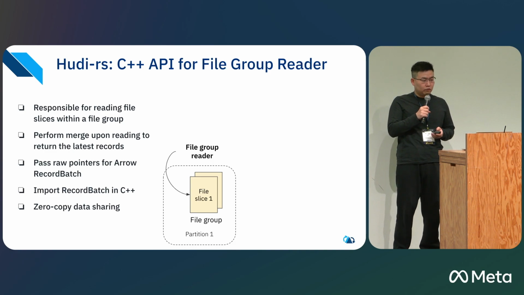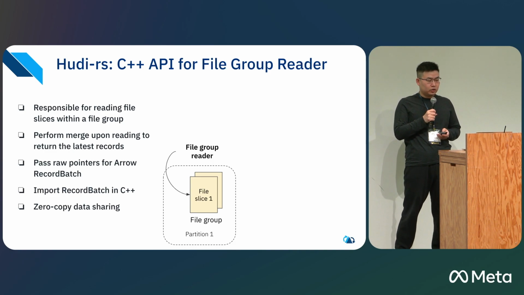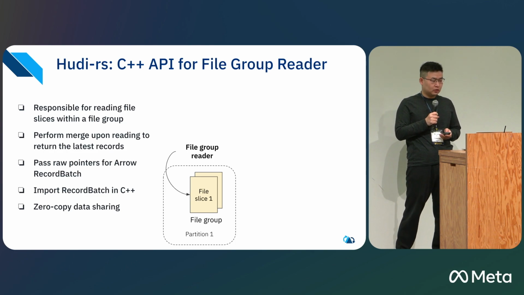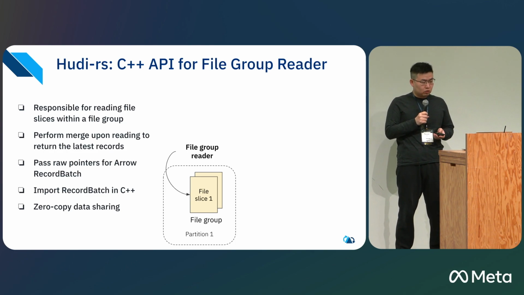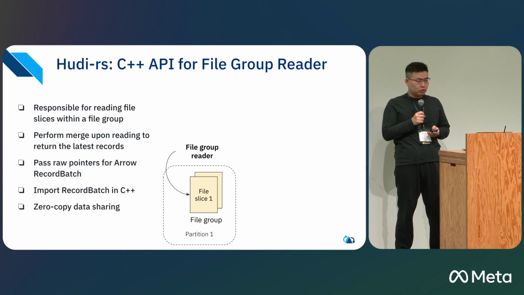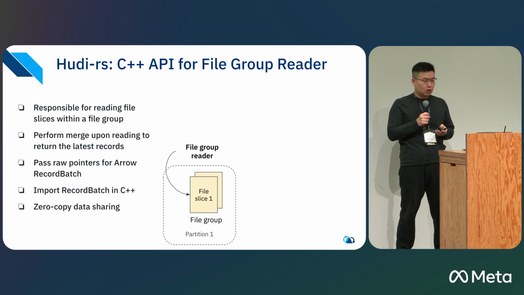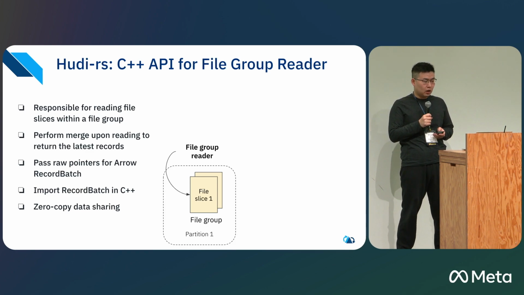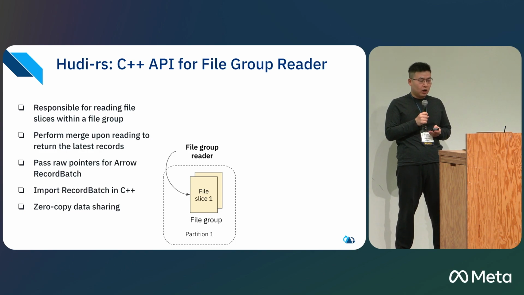The cornerstone of our integration strategy is the File Group Reader API, which provides a standardized interface for reading file slices. In Hudi, a file group is a logical grouping built on top of file slices, capturing records, versioning, and offering numerous advantages in indexing and managing file lifecycles.